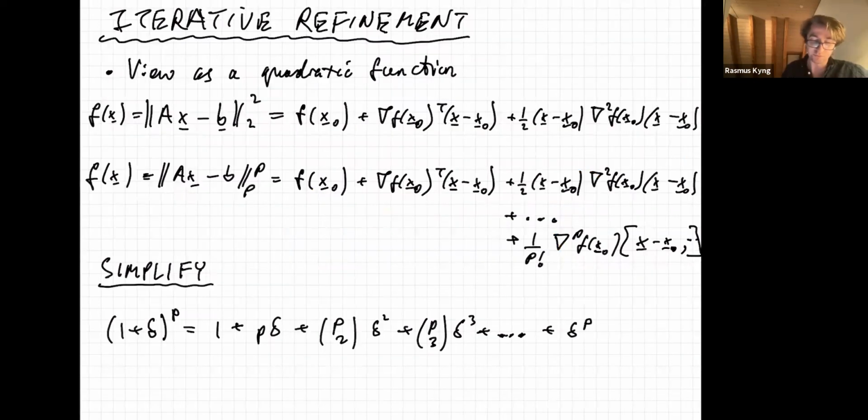Okay, so now we're going to try to do the same for p-norms. So we have f(x) is the p-norm to the power p of Ax minus b. And then we write out a Taylor series for it. There's a constant term, a linear term, a term with all the second derivatives, all the way up to pth derivatives. But this becomes too much. So let's think about just one coordinate, and it turns out this really captures all the stuff we need to know.